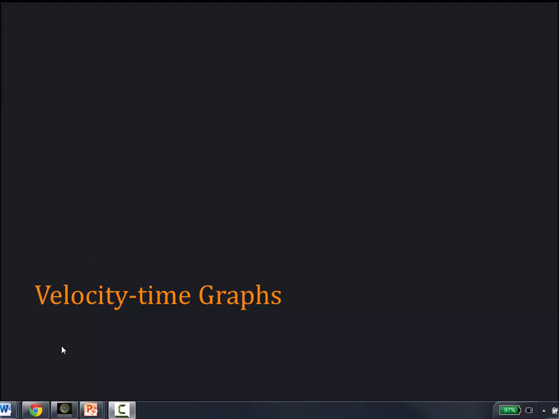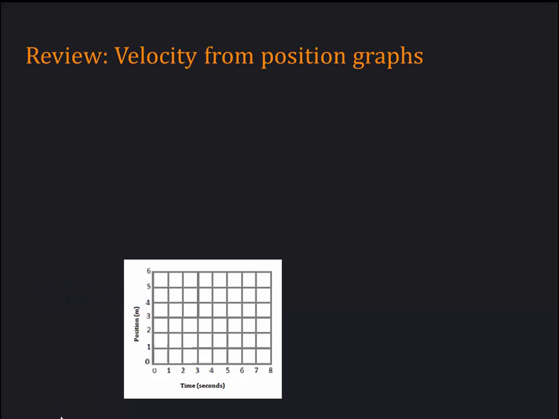In this lesson, we're going to take a look at velocity time graphs, and you just created these in a lab. Hopefully they make sense to you. I just want to review a few things with you. First, remember that we can get velocity from a position time graph. Remember, position is distance and direction from a reference point, and motion means the position is changing.